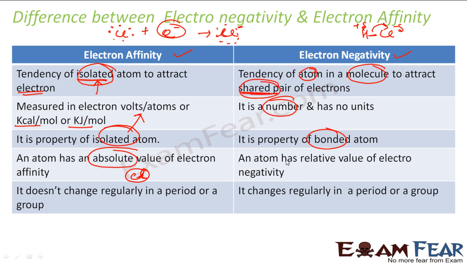But if you talk about electronegativity, for example hydrogen, in case of HCl, in case of HF, in case of H2, the electronegativity of hydrogen is different in all these cases. In water also different. It's the same hydrogen atom, but the electronegativity varies based on the molecule. Correct? And electron affinity doesn't change regularly in a period or group, but electronegativity changes regularly.